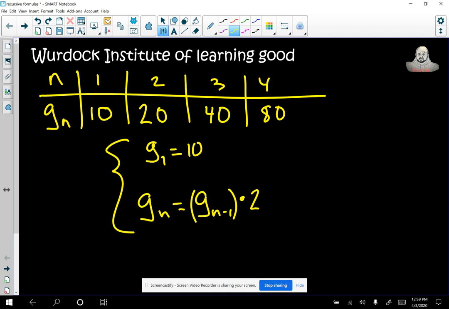One more time, if you're trying to figure out the next term of your sequence, you take the previous term and double it. Now some of you are like, why don't you just say that? Why do we have to say all this stuff? Great question.